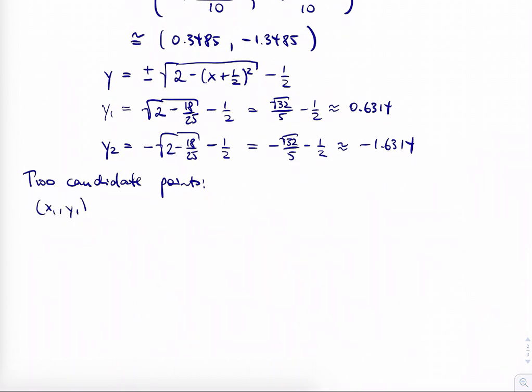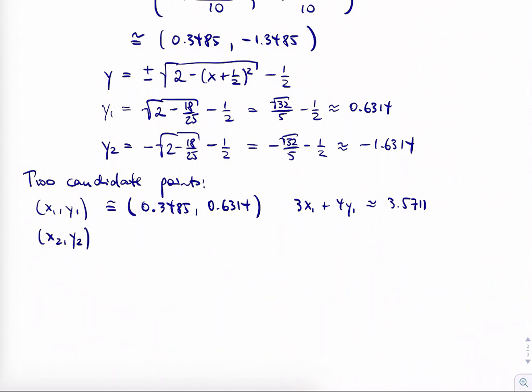x1 and y1, because x1 solved the positive part, so x1 corresponds to y1. This is roughly 0.3485 and 0.6314. And if we evaluate the objective function 3 times x1 plus 4 times y1, we find that this is roughly 3.571. The other candidate point is x2, y2, because remember, x2 solved the negative part, so it corresponds to y2.